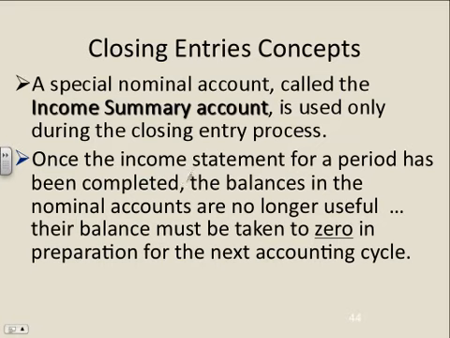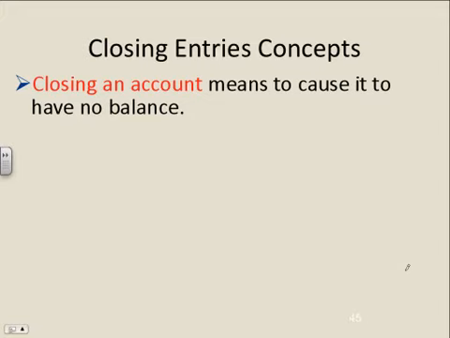Once the income statement for a period has been completed, the balances in the nominal accounts, remember the temporary ones, are no longer useful. So again, I keep saying this, we need them to have zero. We want to start fresh for the next period. The next accounting cycle, we want them to start with zero. So we're going to close those accounts. Closing an account means to cause it to have no balance. And we've done things like this throughout the course.